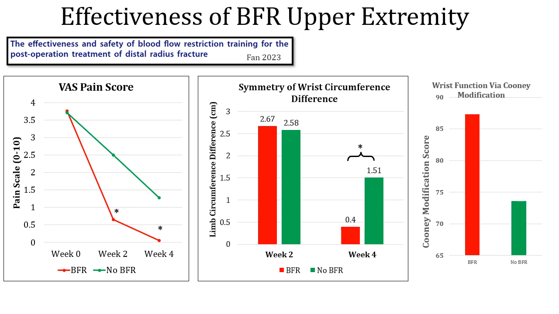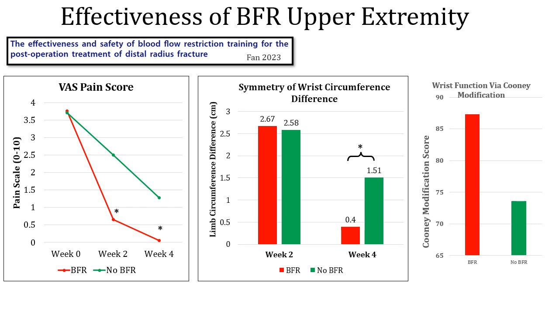In the middle figure, you have the limb circumference difference from the other side, so this is a symmetry of wrist circumference difference. In the BFR group at 2 weeks versus the non-BFR group, there was no difference, and then there was a substantial meaningful difference as the swelling reduced, presumably because you're getting a reduction in the post-operative swelling and the size and the girth of the limb and the fluid distension.